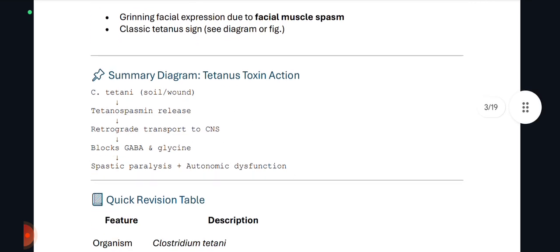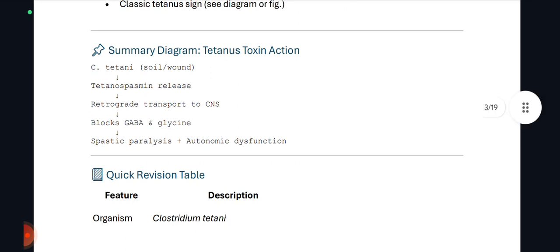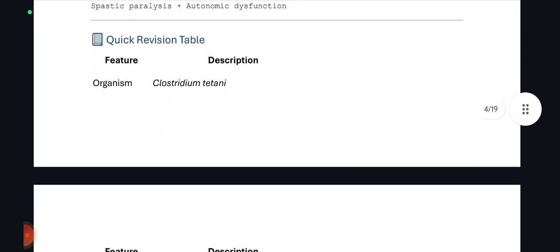Now for tetanus toxin action, we can remember that Clostridium tetani enters from soil or a wound, then it releases tetanospasmin, which is retrogradely transported to the central nervous system. There it blocks GABA and glycine, which results in spastic paralysis and autonomic dysfunction.